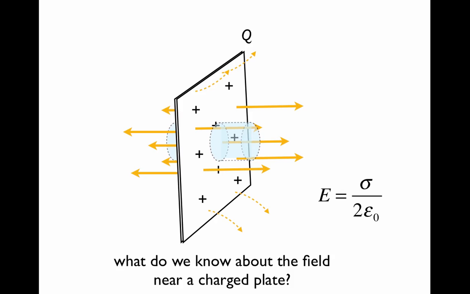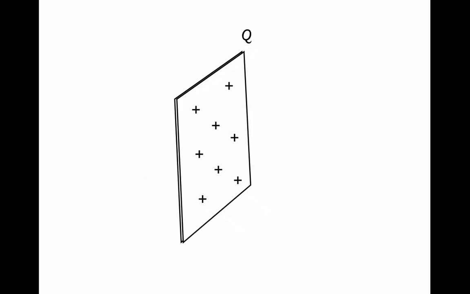Let's think about the stability of this plate. If we touch the plate and ground it, we know that the charge will flow off of the plate and the plate will be neutralized. Is there a way to make the plate stable without actually insulating it?